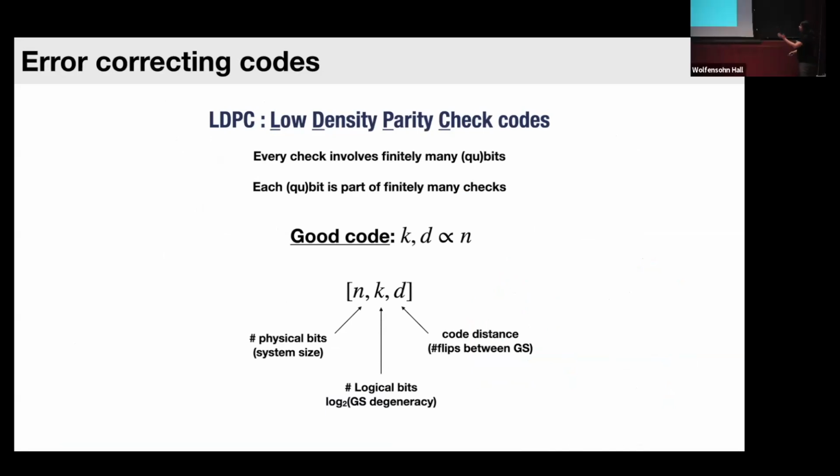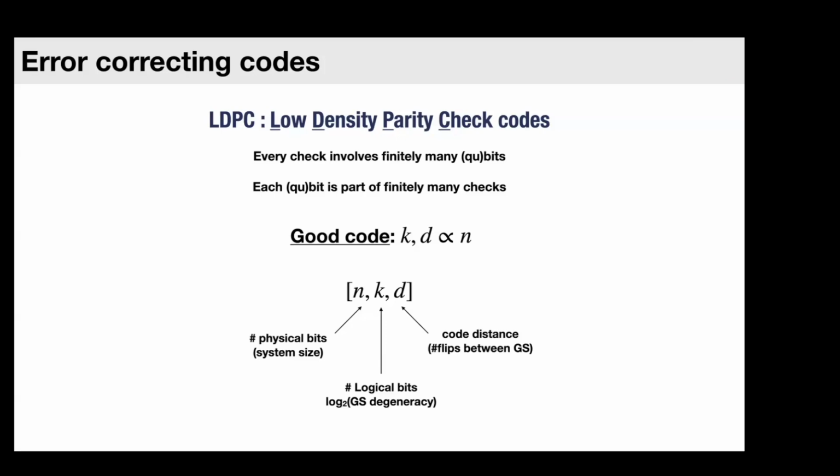These are codes in which every check involves finitely many qubits or bits, and every qubit or bit is part of only finitely many checks. So this is a generalized locality condition. And a good code, okay, this is the holy grail that we're after. These are codes that transmit information with minimal overhead and with maximum robustness.